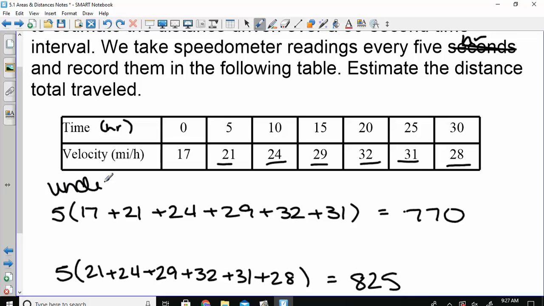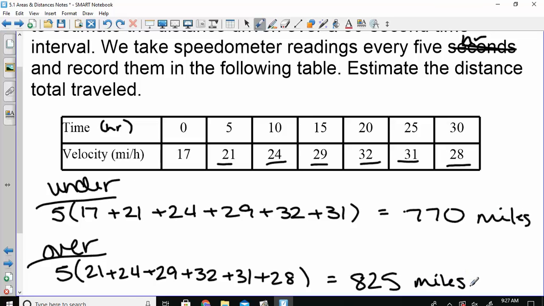So the first was our underestimate, second would be our over. This is the distance we've traveled, so that's miles. So we know that we traveled somewhere between 770 and 825 miles. If I wanted to actually estimate a distance, if I wanted to give a single number for my answer, what would I probably do with those two things? Average, add them up and divide by 2, and that would be the best guess that I could get from this limited information.